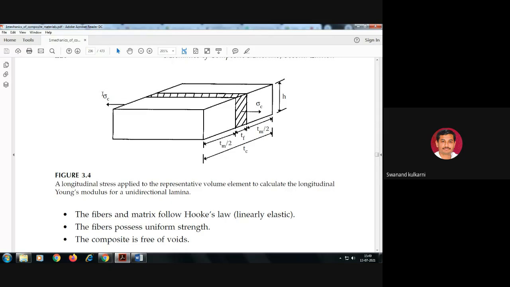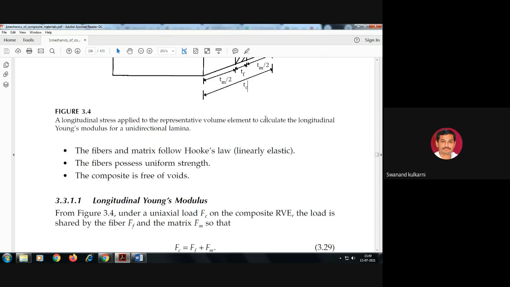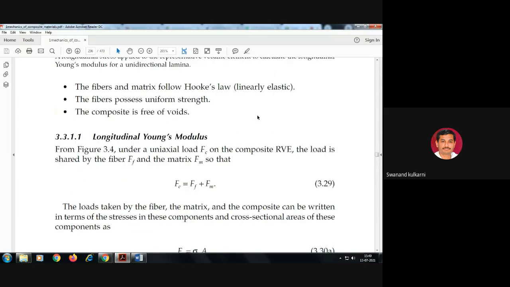This is the stress present inside the composite, sigma c. Tf is the thickness of fiber. Tm is the thickness of matrix. Half of the matrix is on this side, half on that side, that's why Tm upon 2, Tm upon 2. So from this end to this end is the composite, that's why Tc is here. This height is h. Fiber and matrix follow Hooke's law. This is one assumption. Fiber possesses uniform strength and the composite is free from voids. These are certain assumptions.